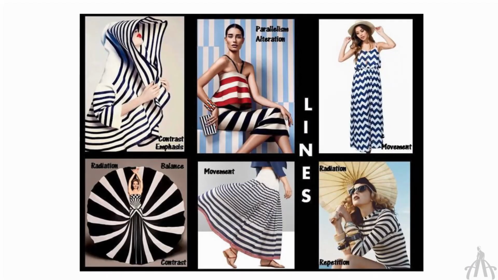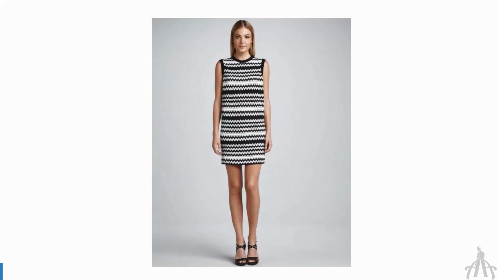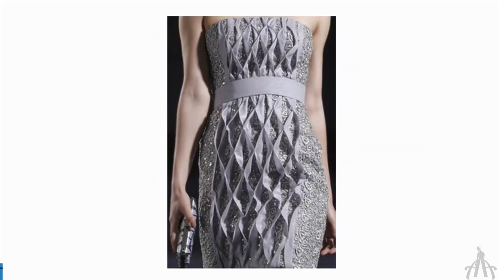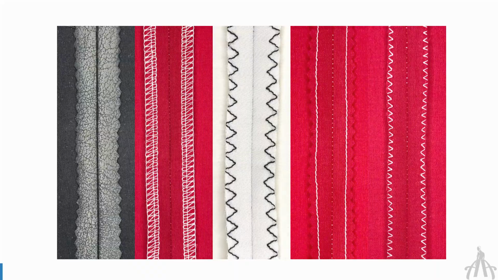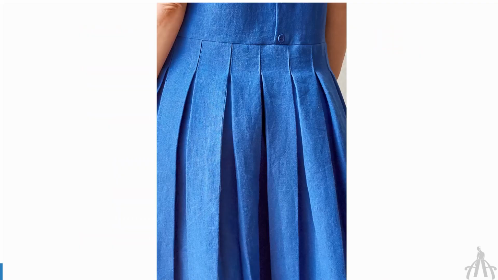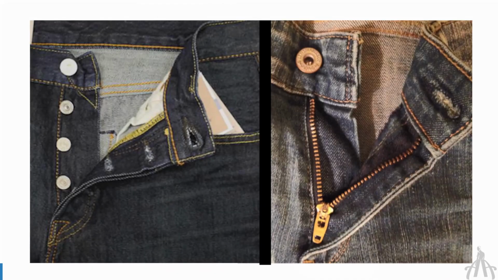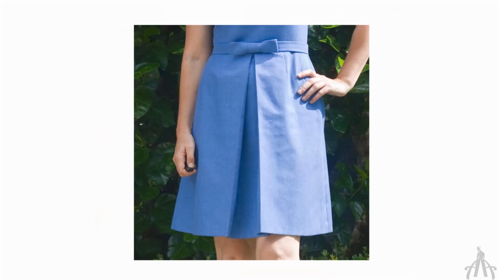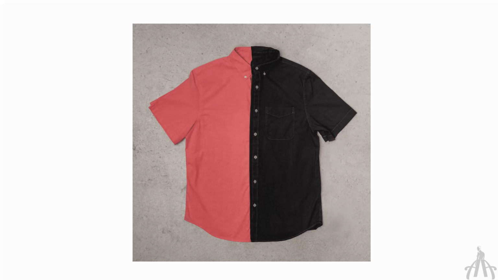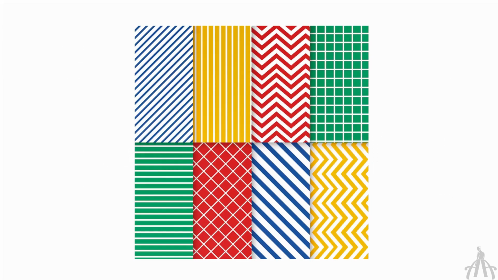The fifth element of design is line. Line refers to the direction of an outfit and it can instantly change the overall look and feel of an outfit. Lines can be created by seams, stitches, pleats, folds, buttons, zippers, or any other features that create a visual path on the garment. Lines can be used to create balance, rhythm, and movement in an outfit.